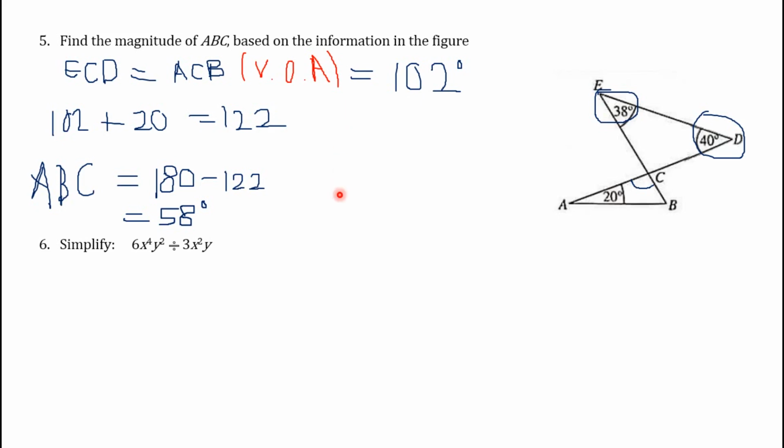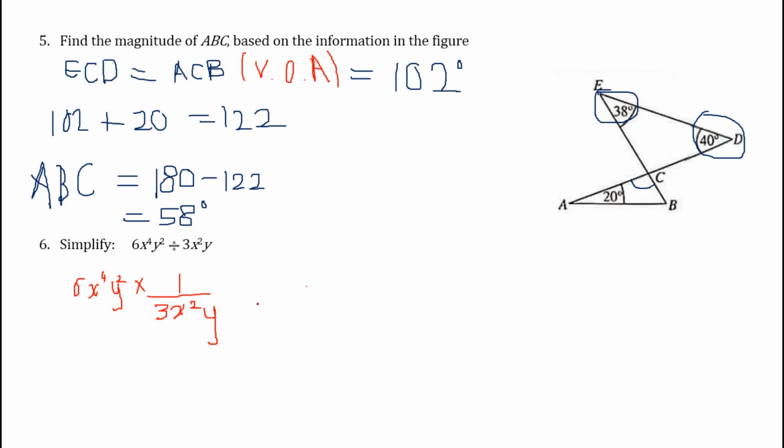Question number 6. It says simplify 6x to the power 4 y to the power 2 divide by 3x squared y. Now let's convert this to multiplication. That is the most simple way, and let's do the question. This is how you convert algebraic terms to multiplication. First you put the first value, you turn the division to multiplication, and you reciprocal the second factors. So 1 over 3x squared y.